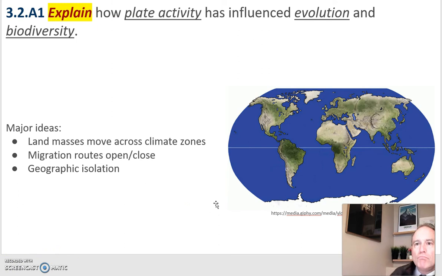So to summarize, you're going to have to be able to explain how plate activity has influenced both evolution and biodiversity. Remember, land masses move across climate zones, which can increase biodiversity by providing new niches and maybe moving into warmer climate areas, which promote biodiversity. You may see migration routes that open or close. If they close, then we're going to get isolation and new species arising due to isolation. If they open, then species can travel to new areas and through adaptive radiation can fill a lot more niches. And then finally, there's geographic isolation.